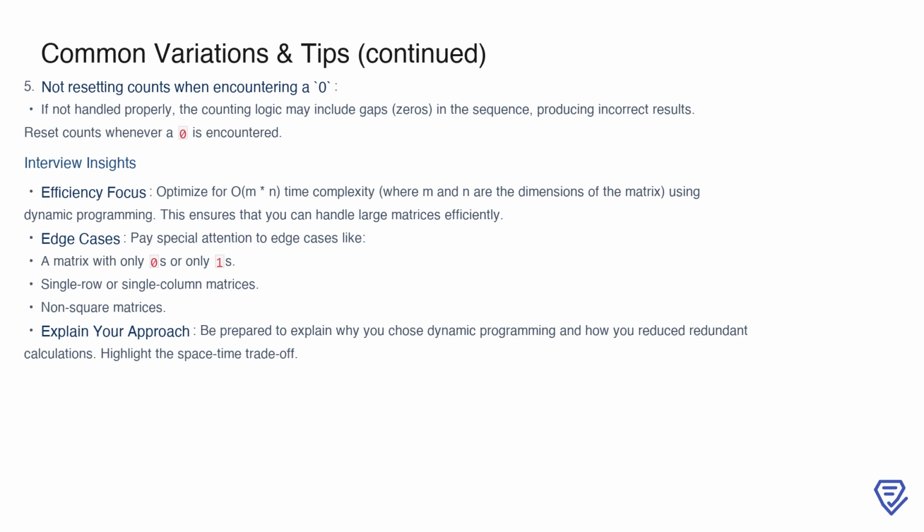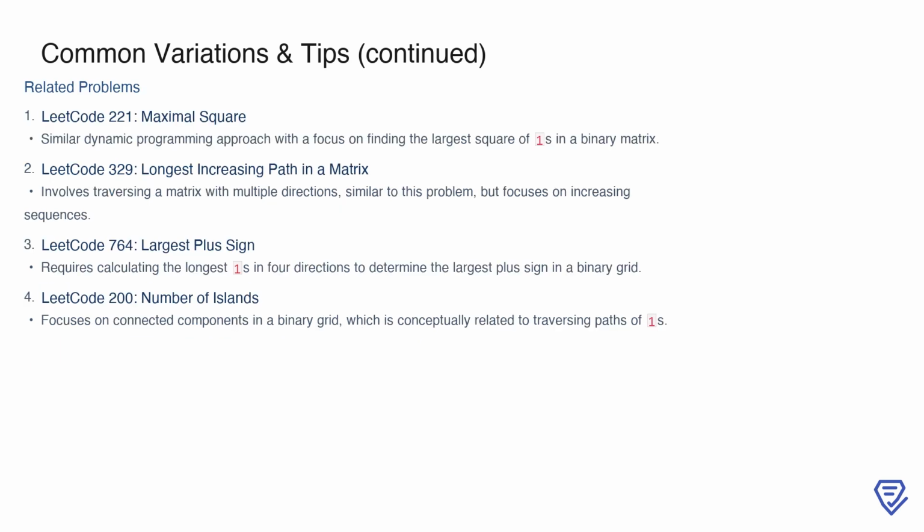Pay extra attention to edge cases during interviews. For example, you should consider matrices that contain only zeros or only ones, as well as matrices with a single row, a single column, or non-square dimensions. Additionally, be ready to explain your solution clearly. Highlight why dynamic programming was the best choice, how it reduces redundant calculations, and any trade-offs in terms of space and time complexity. This problem is conceptually related to several others on LeetCode, which can help you deepen your understanding and prepare for similar challenges.